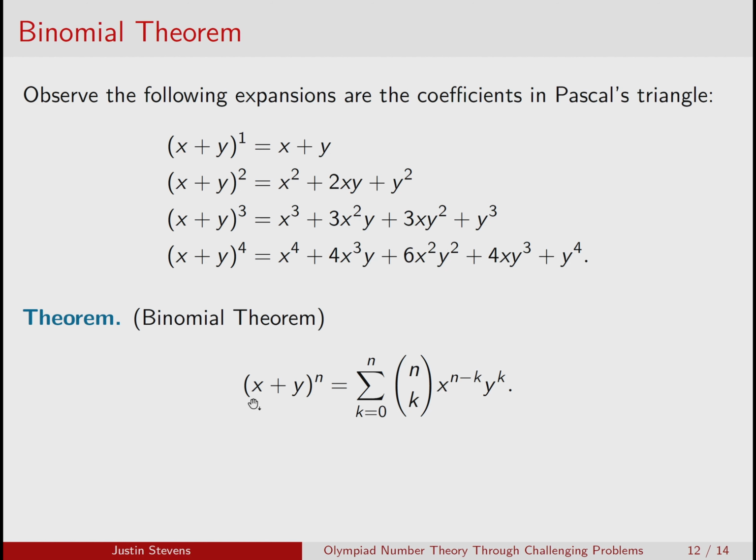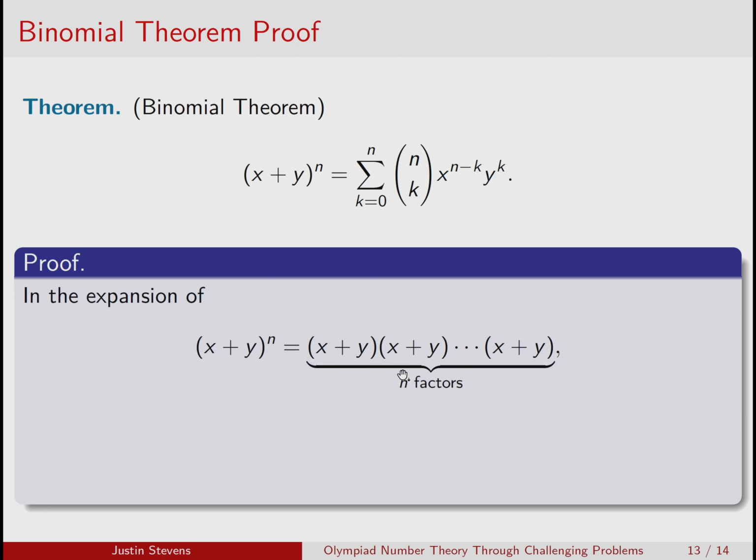And the binomial theorem states exactly that. In x plus y to the nth power, the coefficient of the y to the k term is just going to be n choose k. And we're going to see an intuitive proof of this.